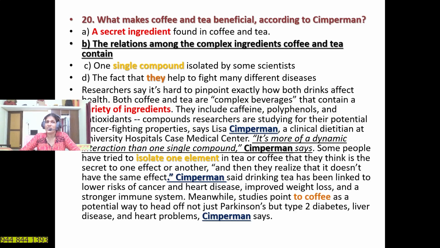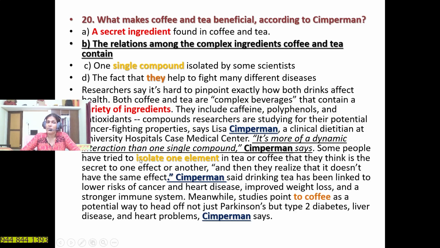Second thing, the relations among the complex ingredients coffee and tea contain. Definitely she talks here. She says, it's more of a dynamic interaction than one single compound. Dynamic interaction is nothing but the relationship. Okay? One single compound is nothing but complex ingredients. Okay? It's more of a dynamic interaction than one single compound.